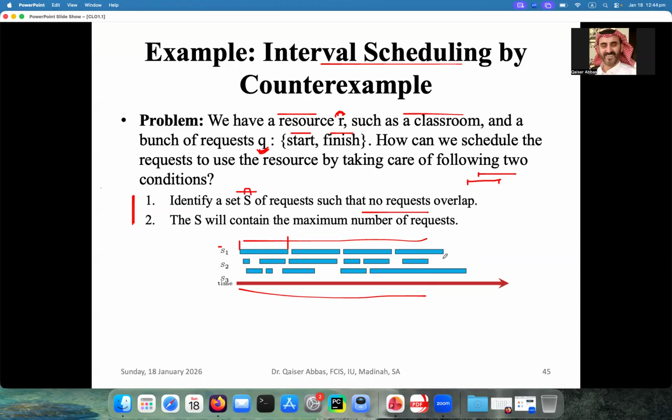I'm not executing any algorithm, but from these three sets, S2 contains more requests as compared to the others. But anyhow, this is the statement of the problem.